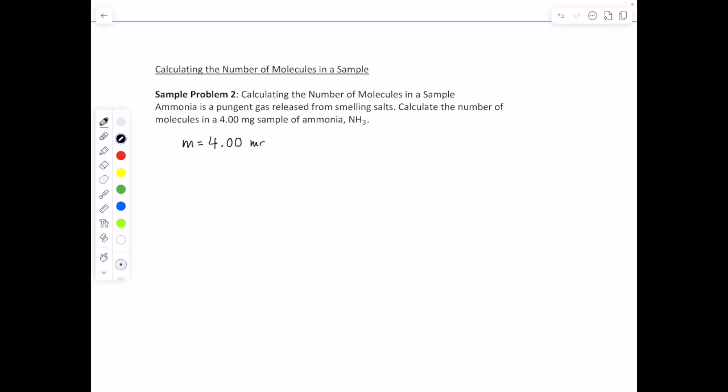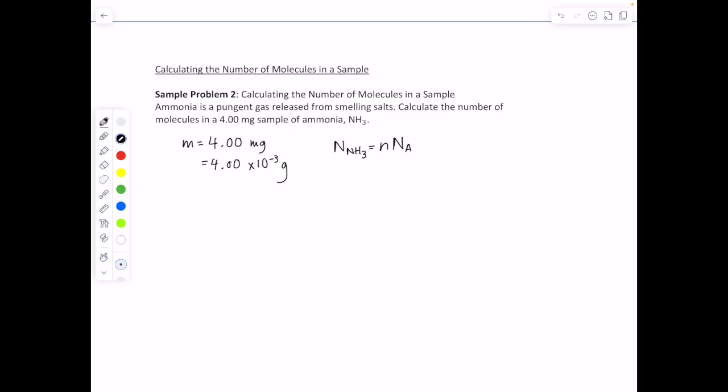4.00 milligrams, which is 4.00 times 10 to the power of negative 3 grams. And we want to find the number of entities of ammonia. So the number of entities of ammonia is equal to the number of moles of ammonia times Avogadro's number.